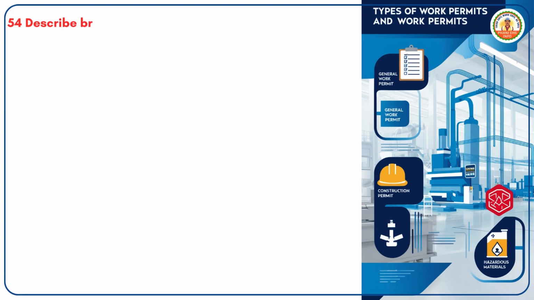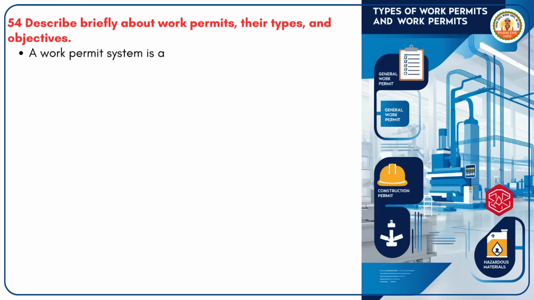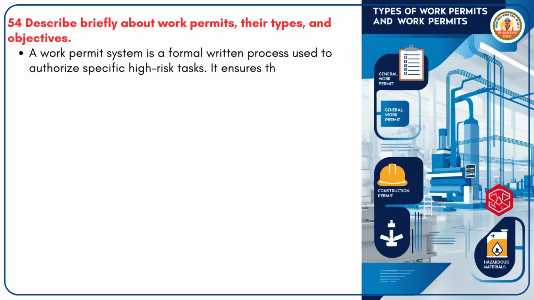54. Describe briefly about work permits, their types, and objectives. A work permit system is a formal written process used to authorize specific high-risk tasks. It ensures that safety procedures are followed before, during, and after the task.